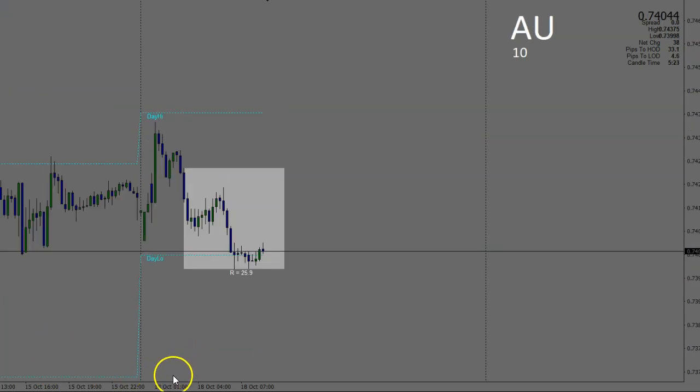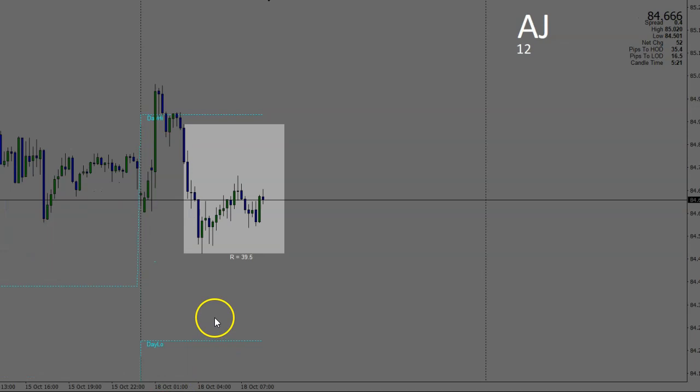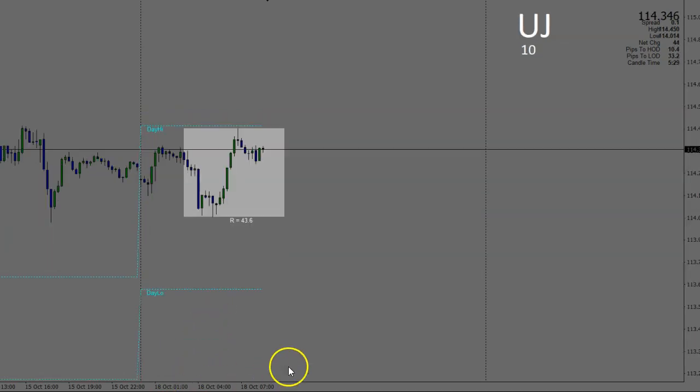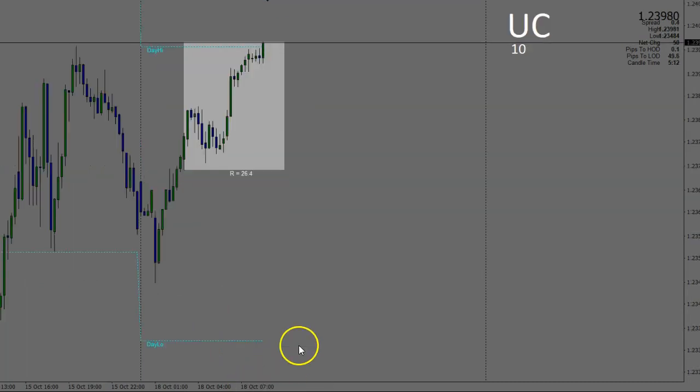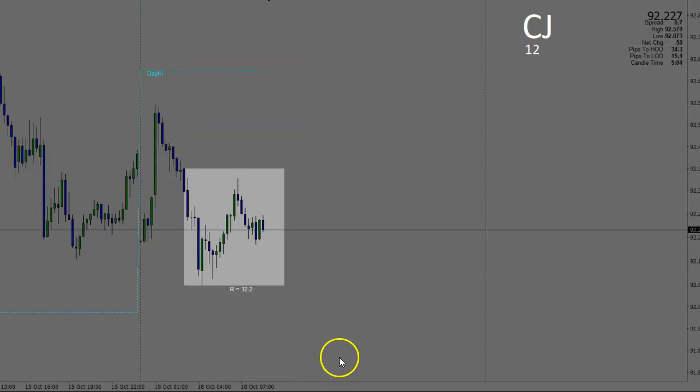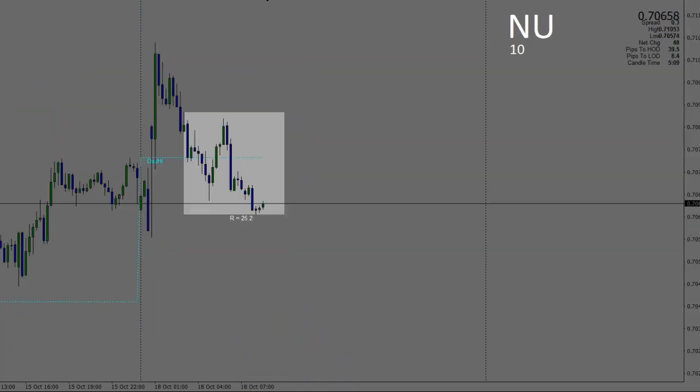Australian dollar US dollar, no go on that. Australian dollar Japanese yen, not interested in that at the moment. US dollar Japanese yen, nothing there. US dollar Canadian dollar, okay, that's different price action on that, and I'm going to be setting a pending order in a moment. Canadian dollar Japanese yen, no good, and New Zealand dollar US dollar, not interested in that. I'll be monitoring all those pairs, and that is it.